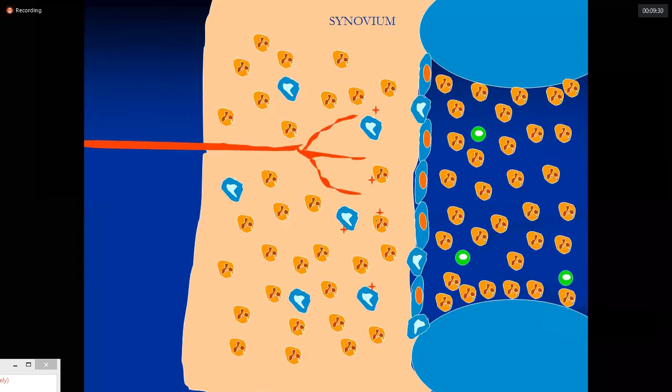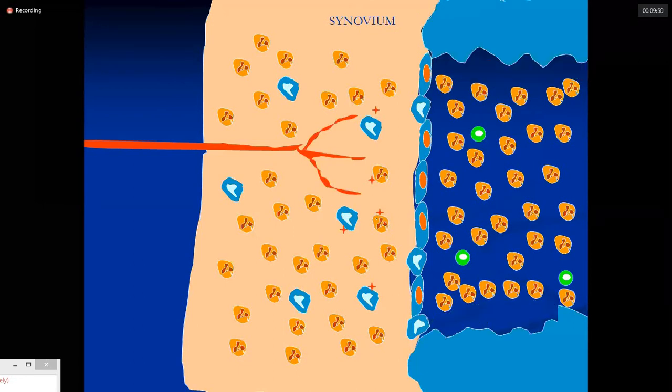The body tries to bring about the inflammatory cells. In the acute phase, there will be polymorphonuclear cells, and later on monocytes and phagocytes will come into play. There will be thickening of the synovium and invasion of the inflammatory cells, and all this will try to destroy the articular cartilage.